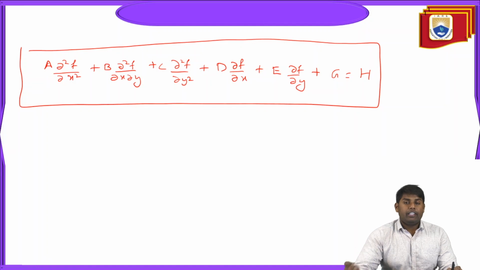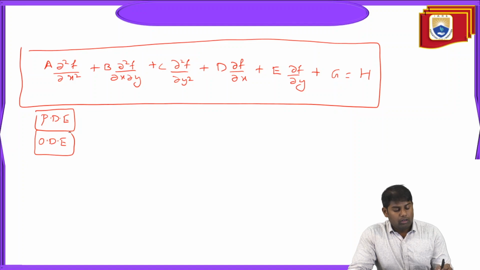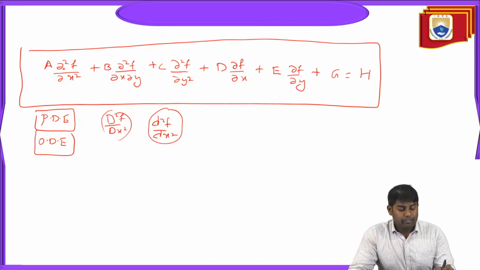There is a difference between the partial differential equation PDE and the ordinary differential equation ODE. This ∂ term is used in a partial differential equation. When I say d, let's say d²f/dx², this is the ordinary differential equation, or the substantial derivative. Can we see what the difference is between ∂²f/∂x² and d²f/dx²? What is ∂ and what is d?